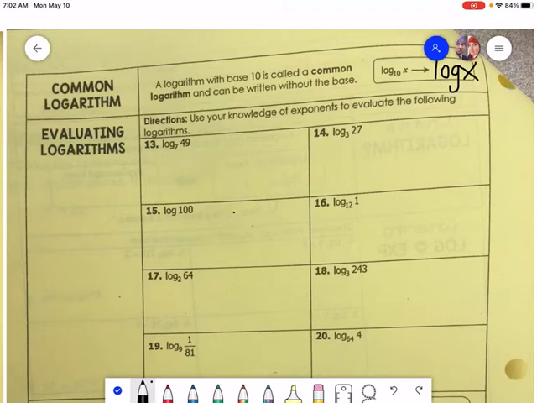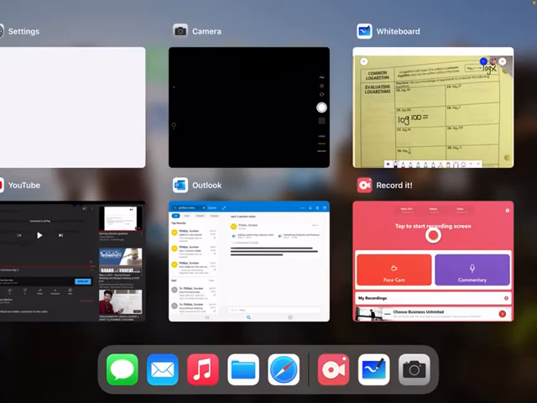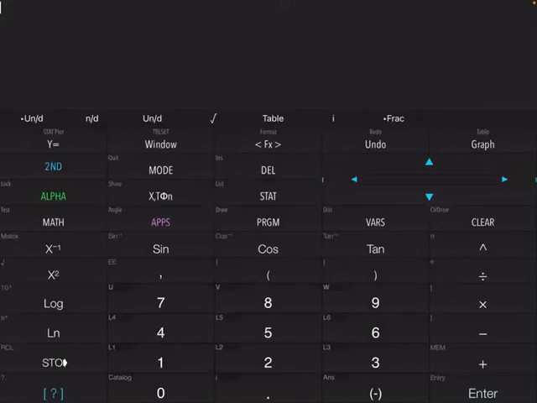Okay, so which one on here do you see that doesn't have a base? Question number 15. Good. It's just log of 100. So when I come on over to my calculator, I'm just going to put in log of 100. I'm going to go log. Do you guys see the log? It's on the left side. Same on your yellow calculators. So I'm going to go log of 100, and that's 2. So log of 100 is 2.